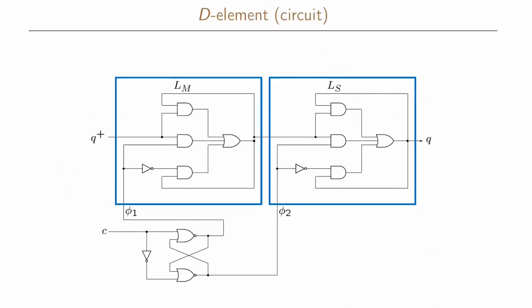So finally, this gives us a realization of our D element or our delay element. So we have the C circuit down here, which we used in order to produce the values phi1 and phi2, which are our control signals to our two latches. And here we have our two latches, so we have the master latch here and we have the slave latch here. So this is a complete realization of the asynchronous sequential circuit that we typically know as the D element.